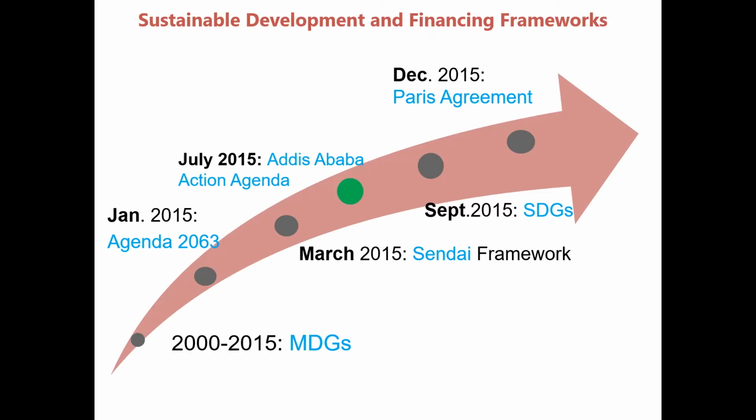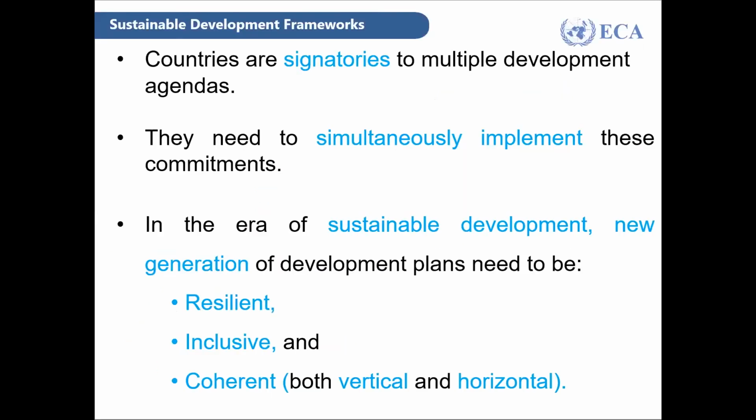Now, what does that mean in terms of implementation, in terms of mainstreaming? So countries are signatories to these different development agendas. This means they need to simultaneously implement these commitments. Not only implement, but also they should report the status of these development agendas. In the period of sustainable development, the new generation of development plans, especially national development plans, should be resilient, inclusive, and coherent.